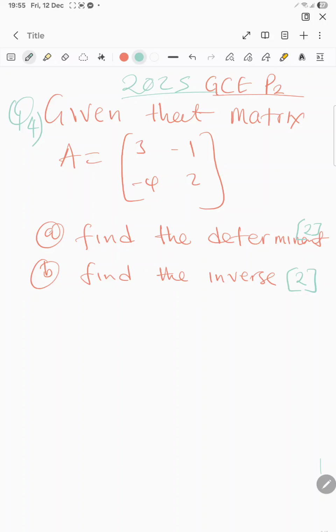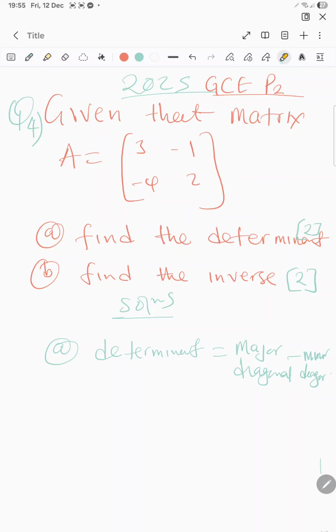So how do we get the determinant of a matrix? We have our solutions here. Now to get the determinant of matrix A, you need to know the formula: for any 2 by 2 matrix, the determinant is equal to the major diagonal minus the minor diagonal. So that's how you get the determinant of any 2 by 2 matrix.